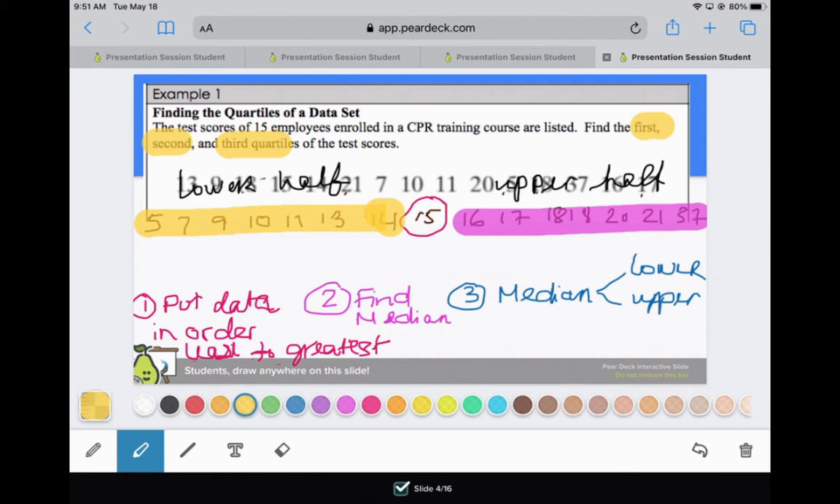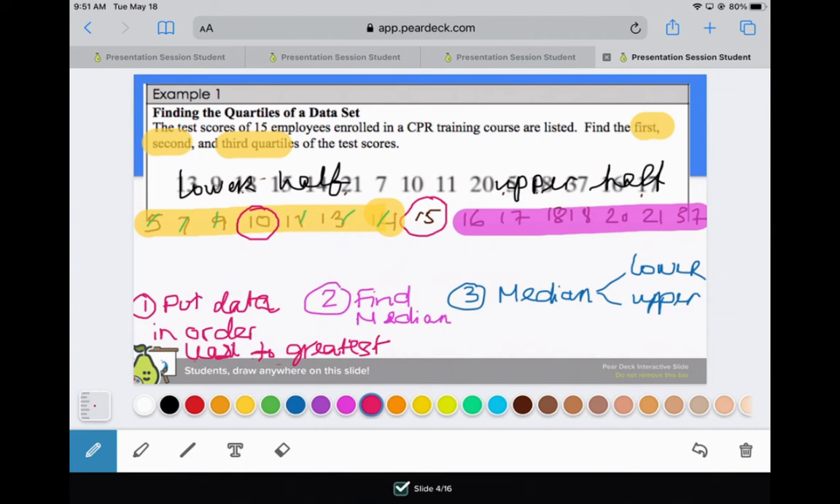Okay, so when I do this, I'm looking for the median of the lower half. So again, it's the number in the middle. If you count in 5, 14, 7, 13, I cross it out. So the median of my lower half is 10.